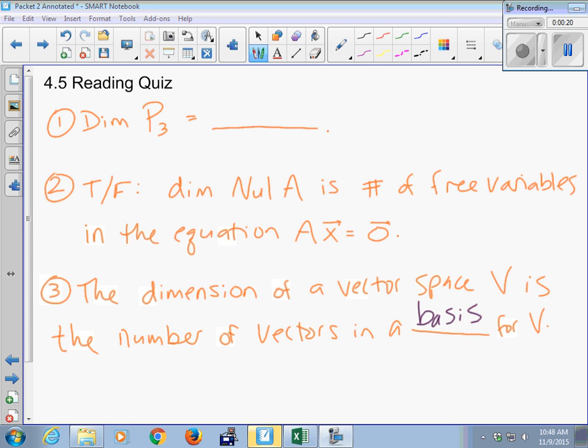let's think about number 1. How many vectors are in a basis for P3? 4. Yeah, because your basis for P3 would be 1, t, t squared, and t cubed. 4 vectors in that basis. Sorry, it's 4.